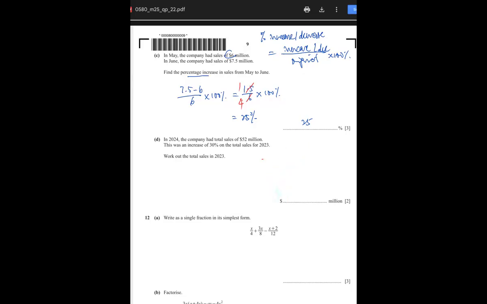Okay, next. In 2024, the company had total sales of 52 million. This was an increase of 30% of the total sales in 2023. It's a very standard percentage question. So this is an increase of 30%. That means this is 130%. So 130% of 2023 is 52 mil. So I want to find 2023. I'm just finding 100% of 2023.